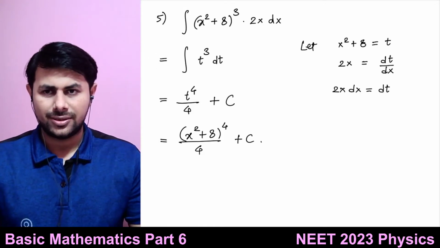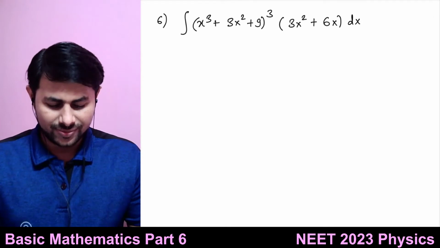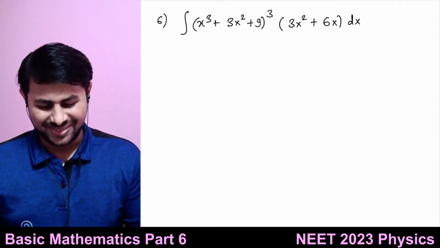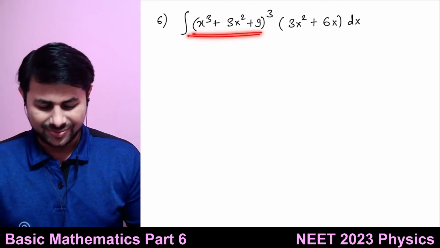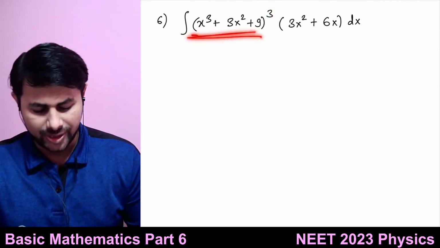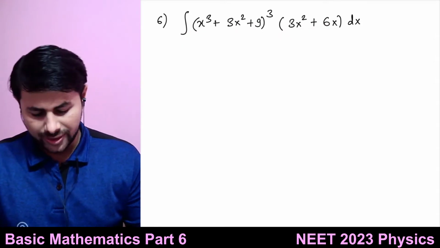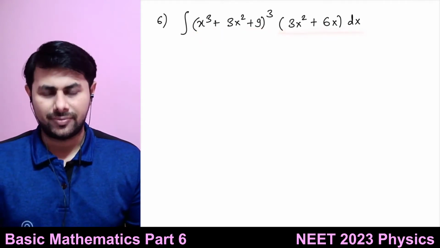No question, right? No question, sir. Okay, so what about this? I have written it in a manner that it will be easy to understand. It is this polynomial to the power 3, and I have the derivative of this polynomial sitting in the multiplication. So I will just write this as t, and this thing will then be dt.